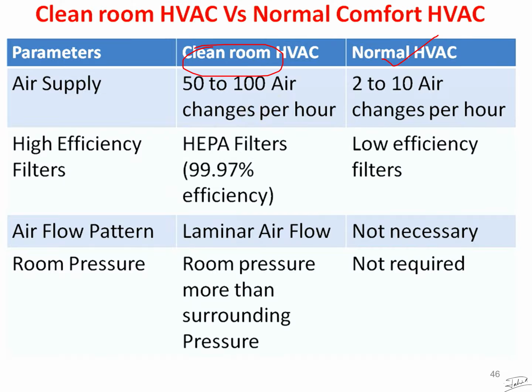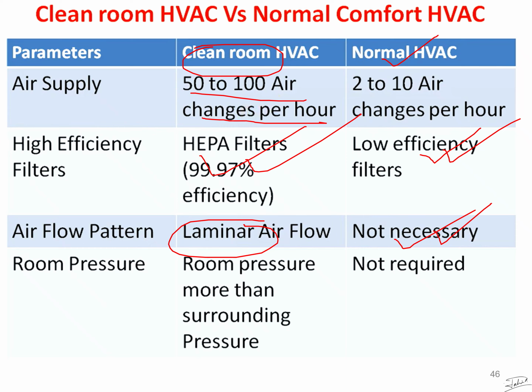So for air supply, you can see that air changes per hour is higher in clean room, 50 to 100. But in case of normal, it is 2 to 10 air changes per hour. So here a HEPA filter is used, which is very efficient, and here we can see a low efficiency filter is used. Airflow pattern is laminar or unidirectional, but in normal HVAC, it's not necessary to use unidirectional. Room pressure is positive in clean room area. Okay, but it is not necessary to always keep positive pressure in this area.